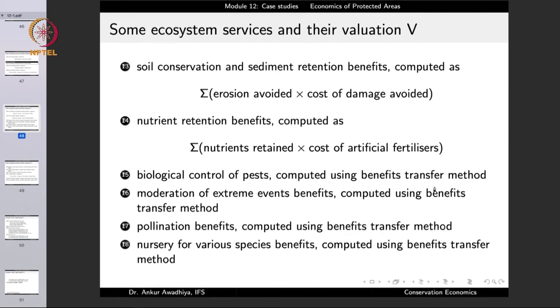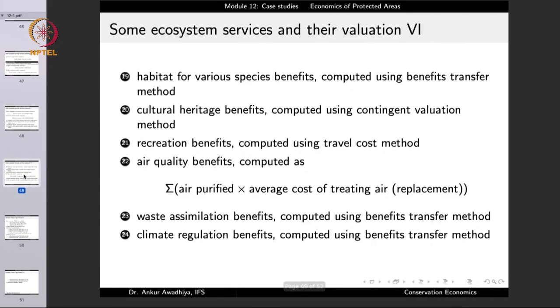Biological control of pests computed using benefits transfer method. Moderation of extreme events benefits, pollination benefits, nursery for various species benefits, habitat for various species benefits, cultural heritage benefits, recreation benefits, air quality benefits, water assimilation that is being done by the protected areas, what is the benefit because of that, what is the benefit because of regulation of climate. So we can have a look at all these different ecosystem services that are being provided by the protected area and do an economic valuation of that.